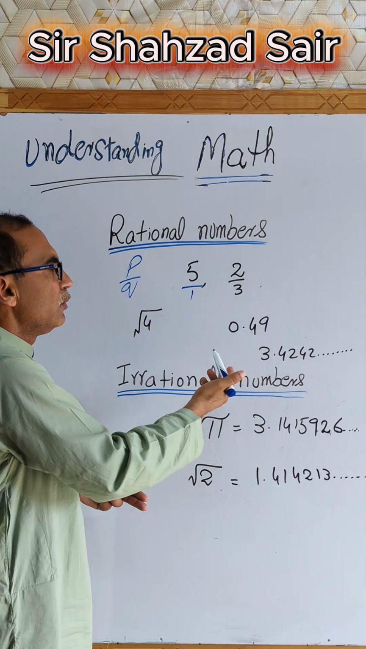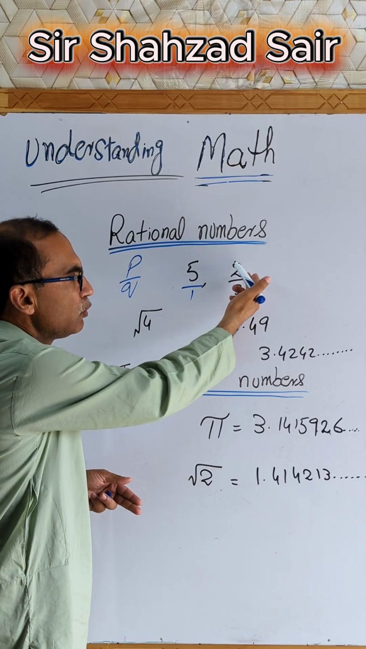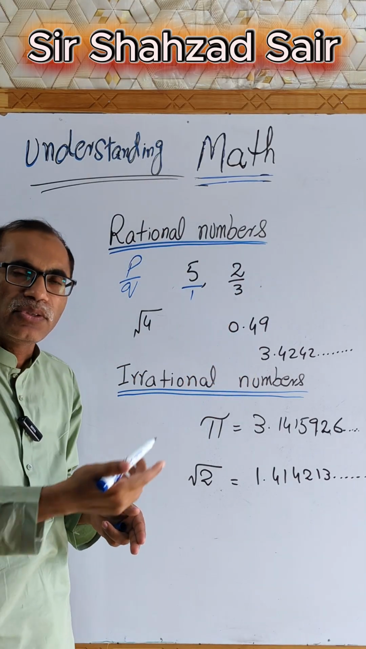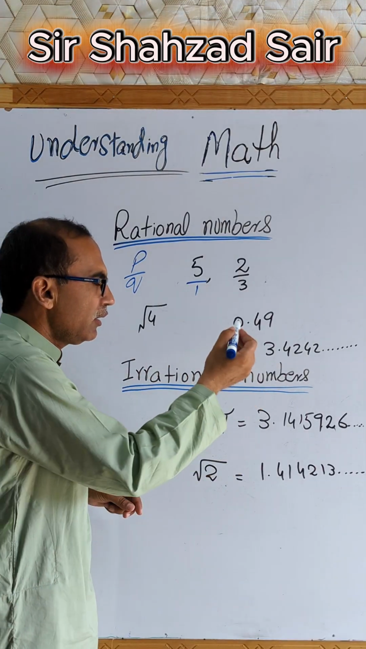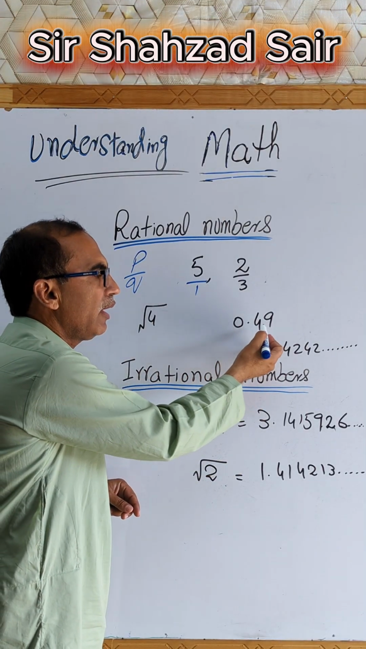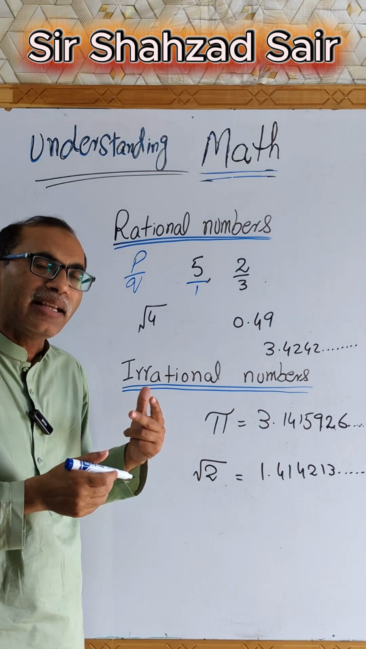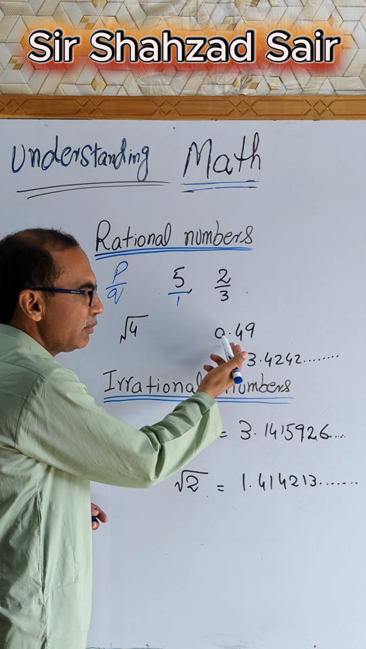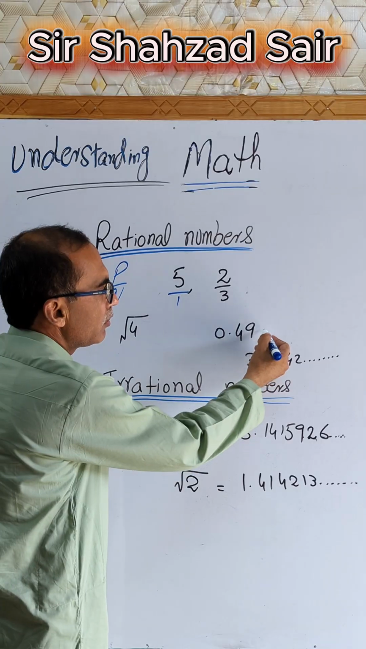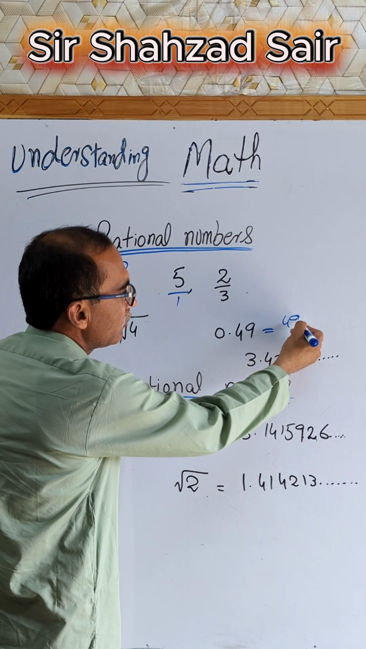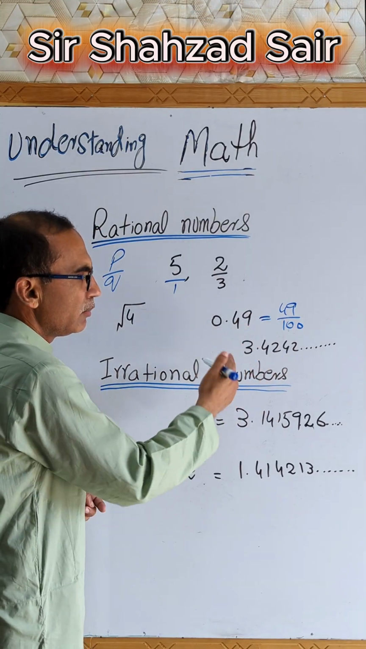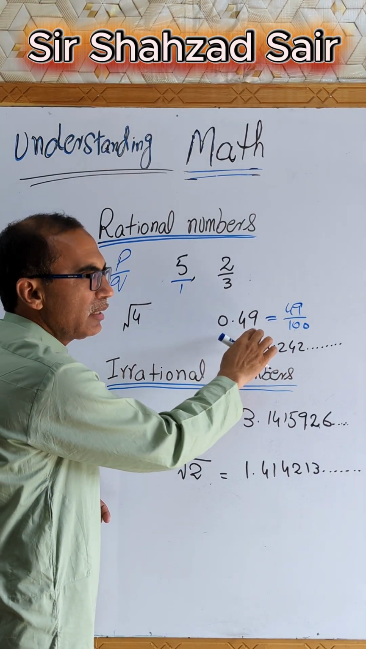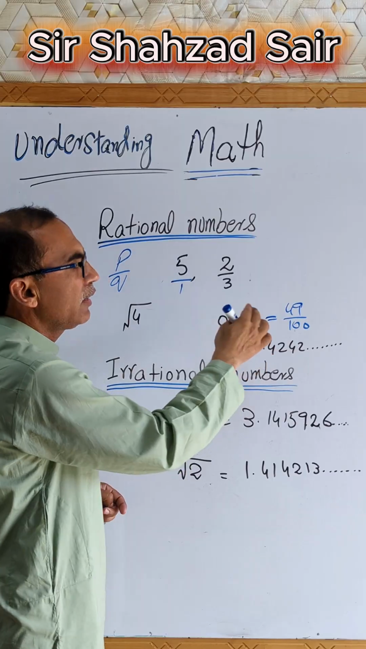And other numbers which we can write in the form of 2 over 3, 4 over 5, 6 over 9, all these numbers are rational numbers. And then there is another example, 0.49. These are the decimal numbers. So these decimal numbers are also rational numbers because we can write it in the form of 49 over 100. So it becomes a rational number. So a decimal number which terminates after a while is called a rational number.